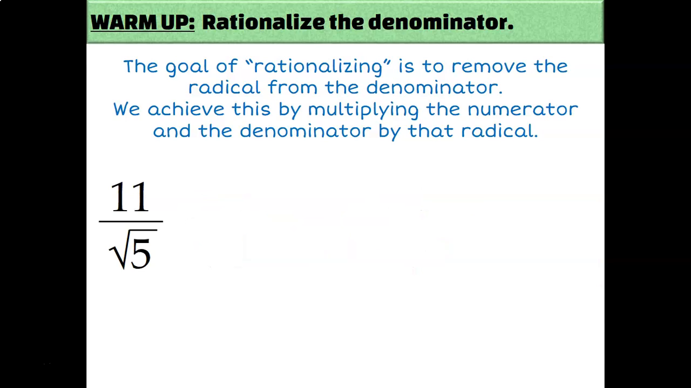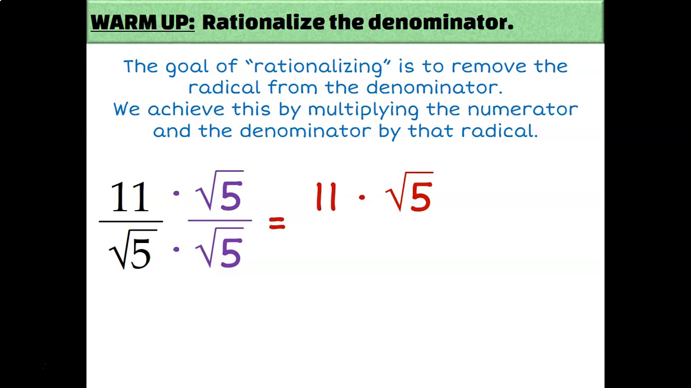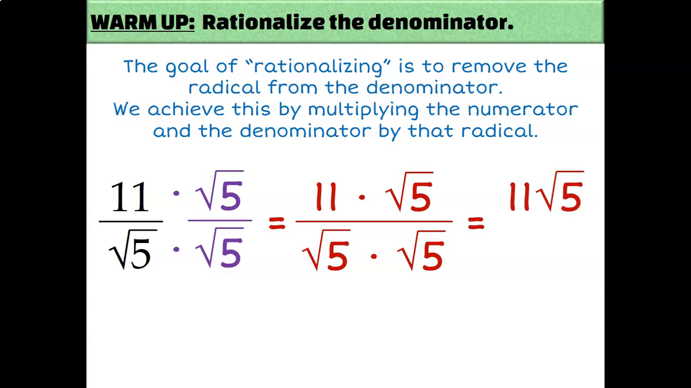Let's try another one. Again, our goal is to get rid of the radical in the denominator of this fraction. And in order to do that, we're going to multiply both the top and the bottom by that radical. So on the top, I now just have 11 times the square root of 5, and on the bottom, I have the square root of 5 times the square root of 5. Since both of those are square roots, I can multiply the numbers under the radical together and get 25. And the square root of 25 is 5. So the answer here would be 11 root 5 over 5.